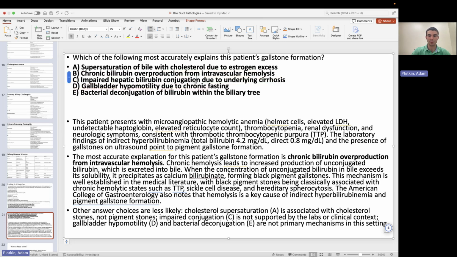impaired hepatic bilirubin conjugation, I picked the wrong one. Chronic bilirubin overproduction from intravascular hemolysis. So again, the intravascular hemolysis leading to indirect bilirubin.